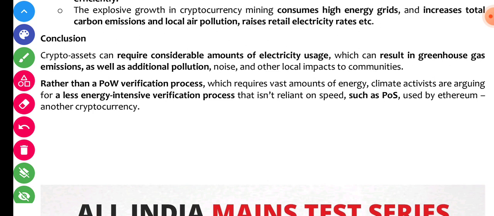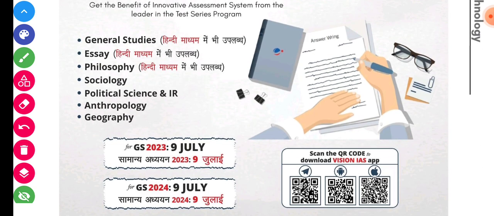Rather than a proof of work verification process, which requires vast amounts of energy, climate activists are arguing for a less energy intensive verification process that isn't reliant on speed, such as proof of stake used by Ethereum, another cryptocurrency.